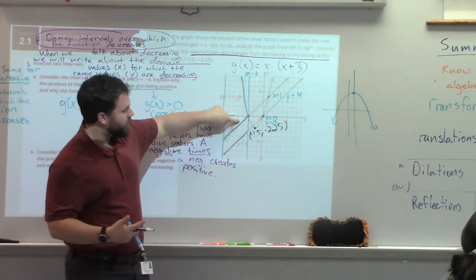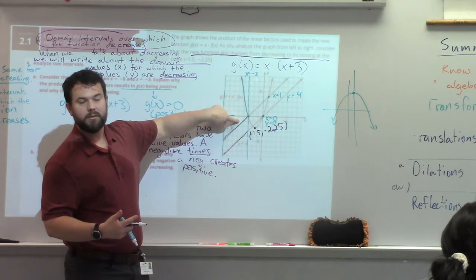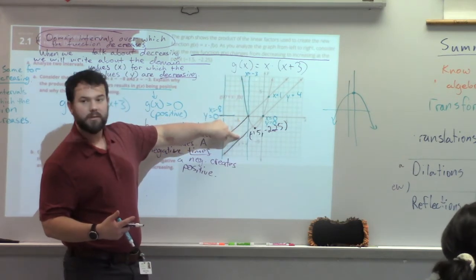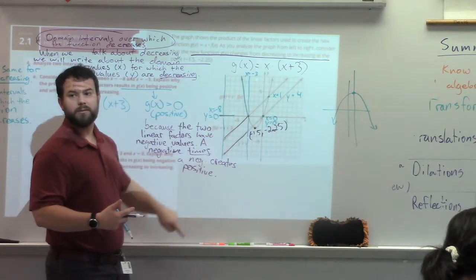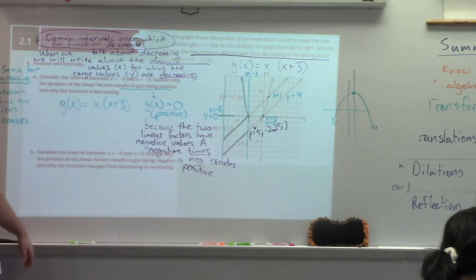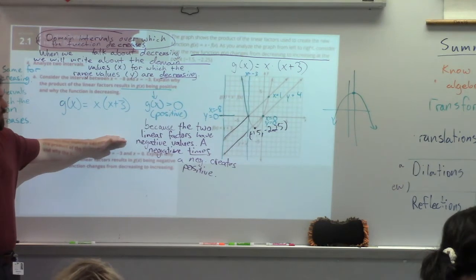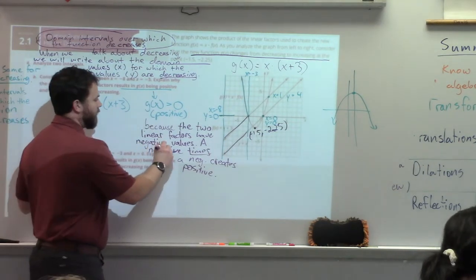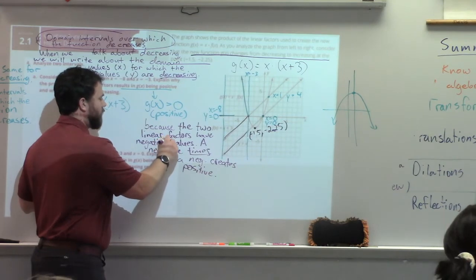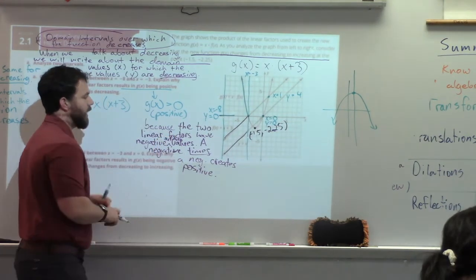Look at these outputs. This has what kind of outputs? Negative. This has negative. And what's a negative times a negative? That's why these are positives. That's it. The two linear factors have negative values. A negative times a negative creates a positive. Really, I should say negative output values. If that wasn't clear already, make sure you add that output there.